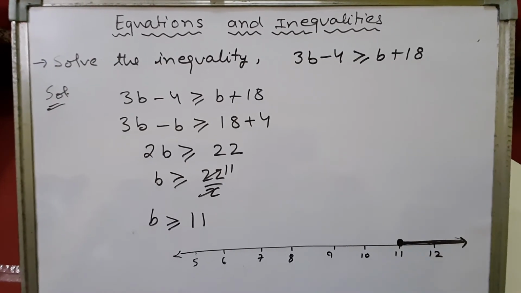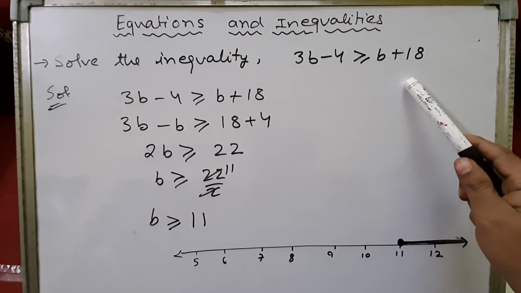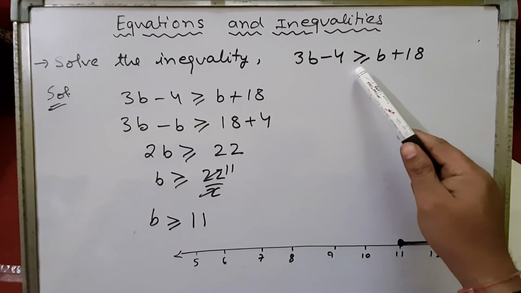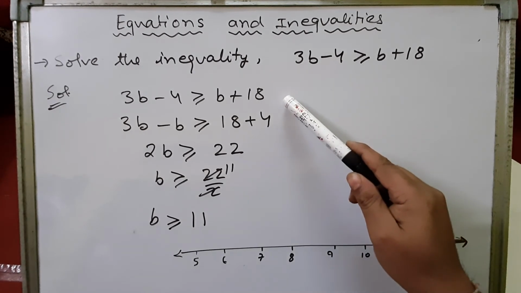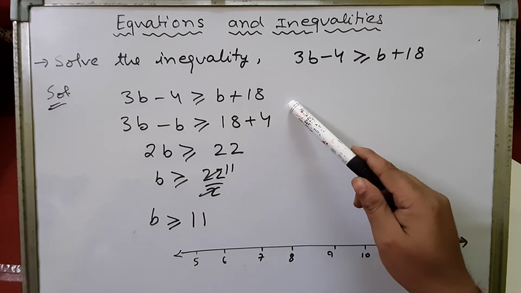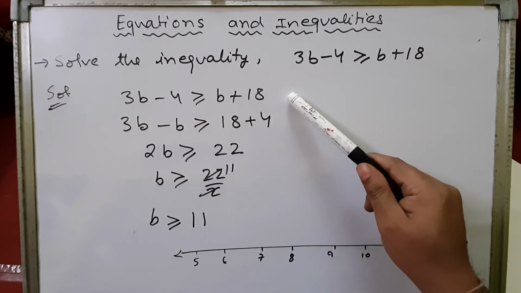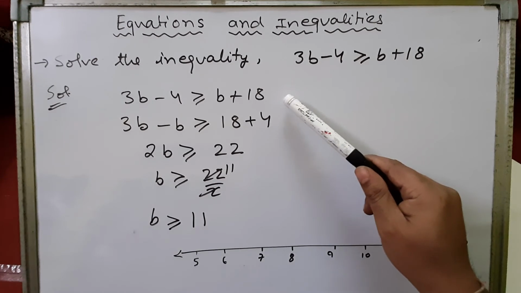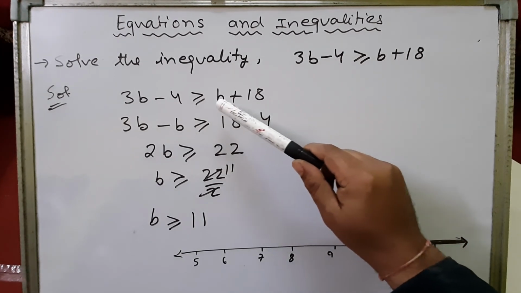Let's see another sum. Here it is given: solve the inequality 3b minus 4 greater than or equal to b plus 18. Since this sign greater than or equal will be considered as an equal to sign, as we solve equations, the same procedure will apply here. So remember one thing, this inequality sign will be changed when we multiply or divide by a minus sign. Okay, so we'll discuss that with another sum.